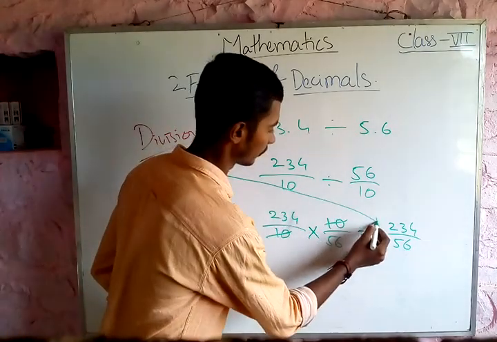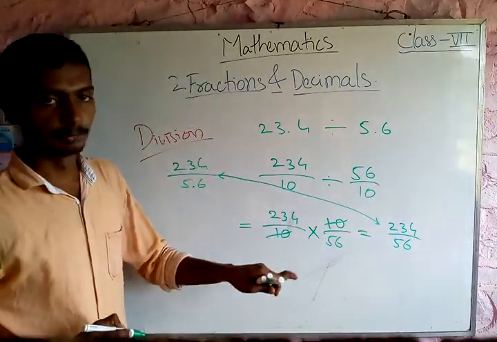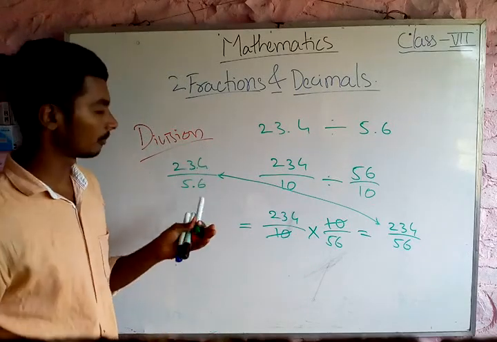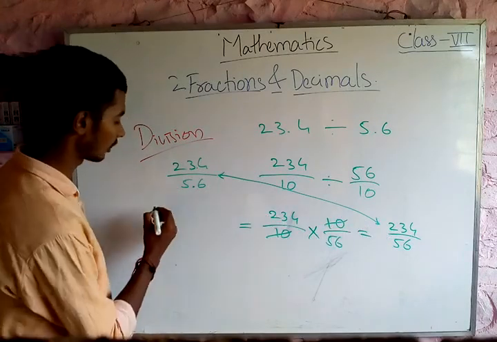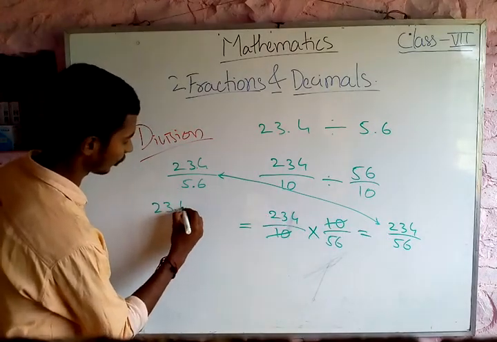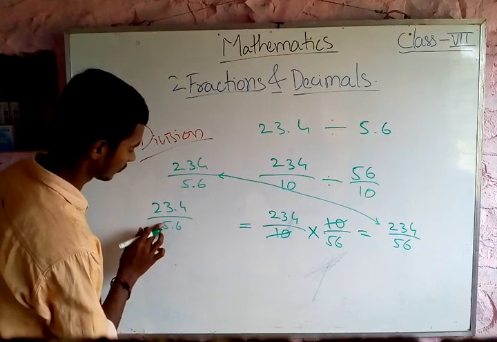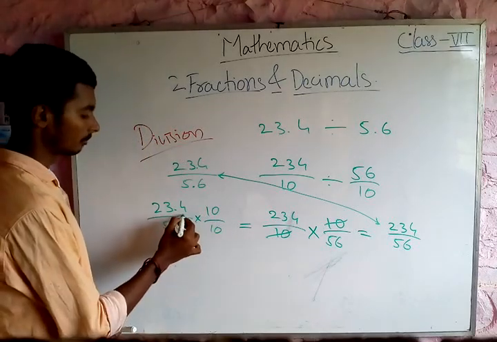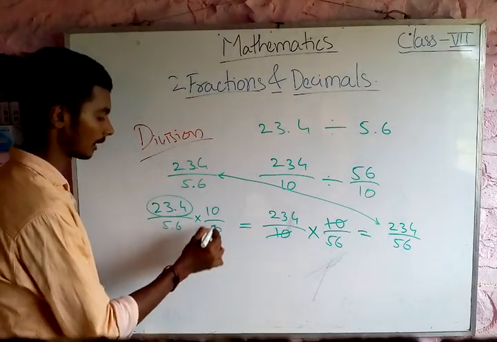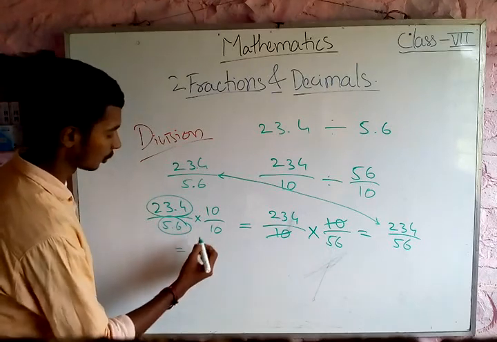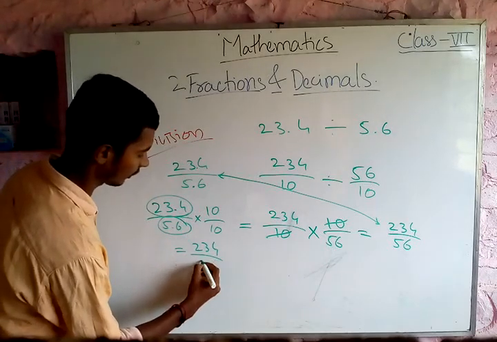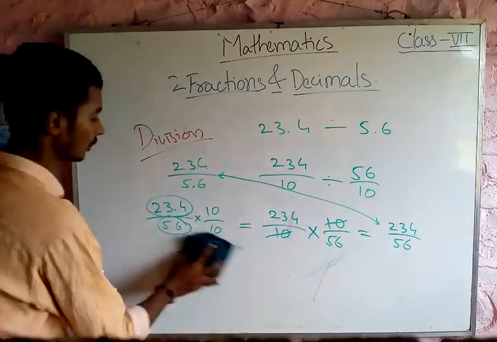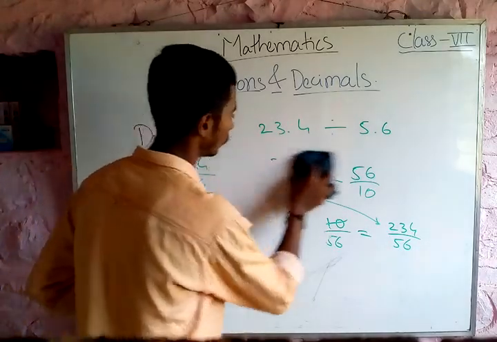They are equivalent. Why are they equivalent? Because now see, if we multiply the denominator and numerator with the same number, we will get that. That is, what is that number? 23.4 divided by 5.6 into 10 divided by 10. See what I am doing here? I am multiplying the numerator by 10 and the denominator by 10, and if I do so, what will I get? 234 and 56. See, they are the same, so they are equivalent. Now if we divide them directly, what will we get?